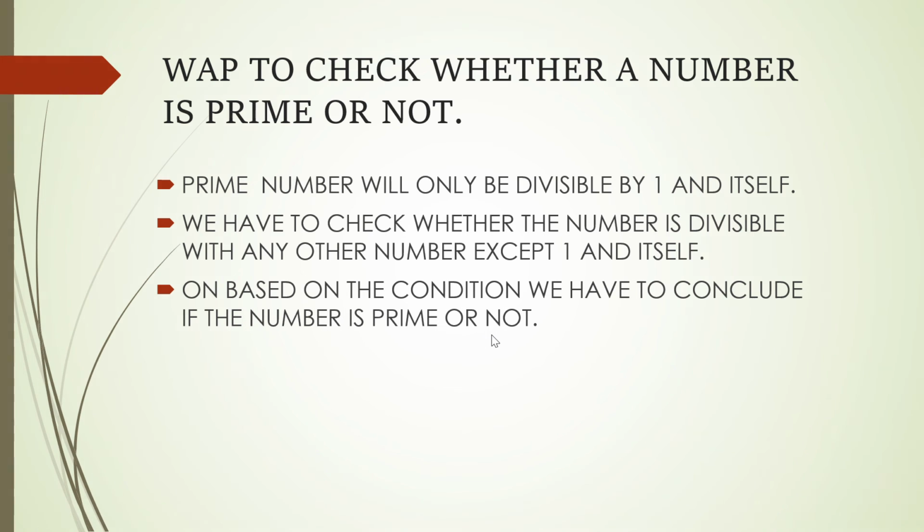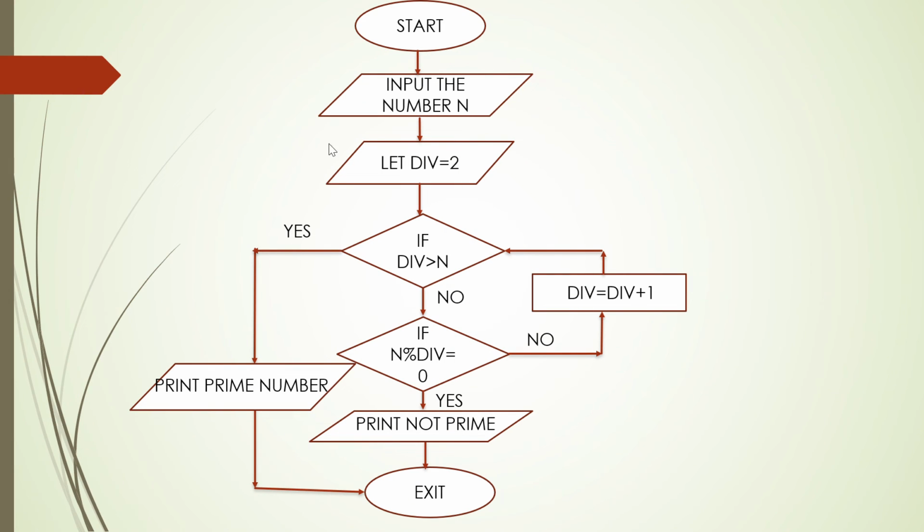So let us move on to the flowchart and see how we will conclude and see the flow of the execution of the program. So this is the flowchart of the program. First we will start the program, then we will take a number n, then we will give a constant value of div, that is 2.